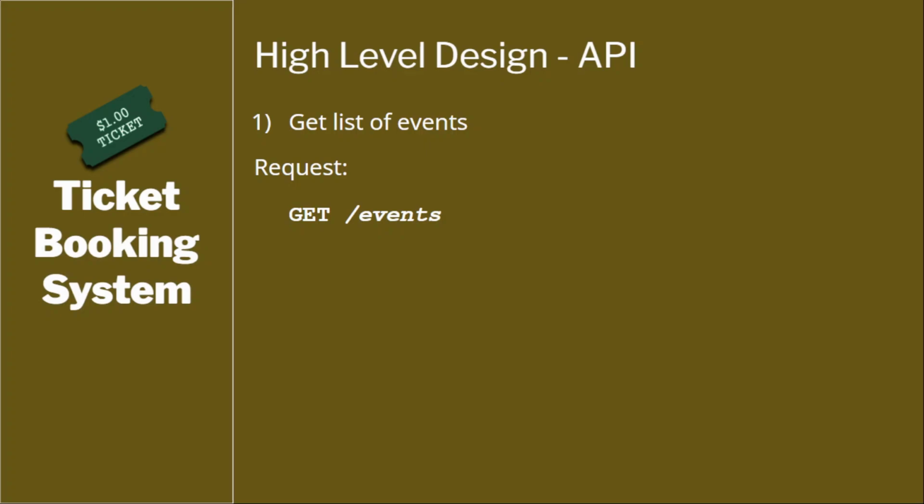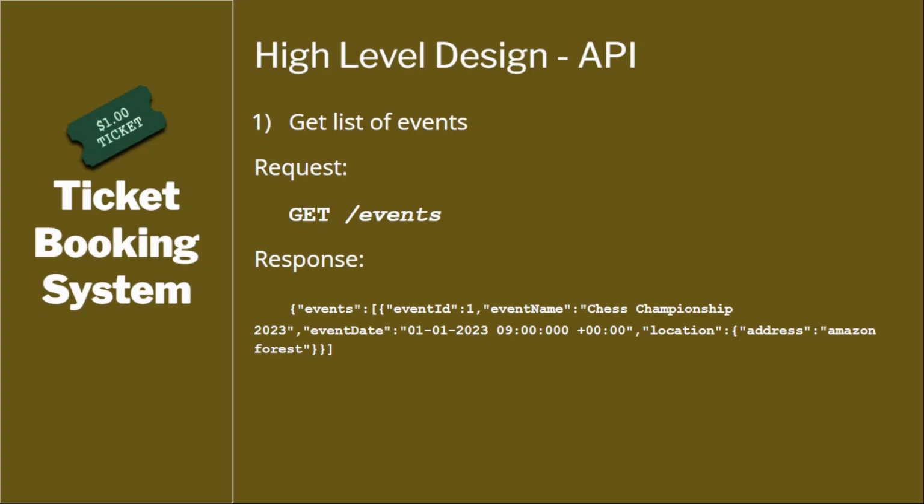Each object of an event has an ID which uniquely identifies the event. The event name. This is what the user sees and uses to search. The event date. The date and time when the event is taking place. And lastly, the location of the event where the event is taking place.